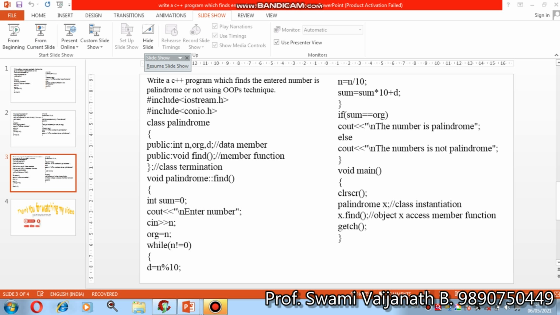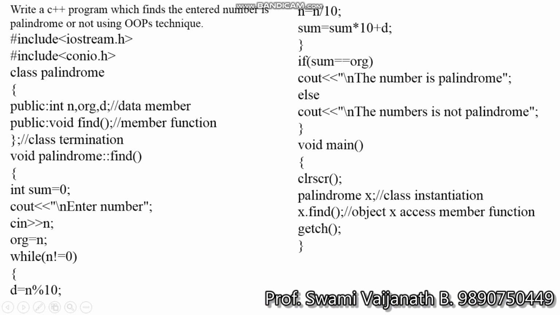After discussing the C++ program for finding a palindrome number using function, we will discuss the same program: write a C++ program which finds whether the entered number is palindrome or not using the OOPS technique. The OOPS concept contains a class and object. A class has members: data members and member functions. Data members are variables of the class, and a member function accesses the actual task of the class, and that member function can be defined inside or outside.